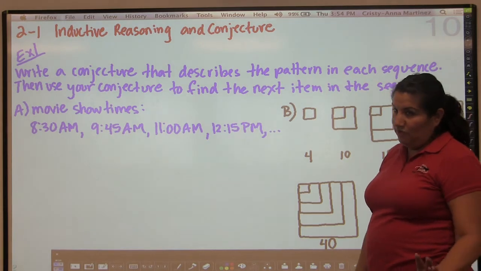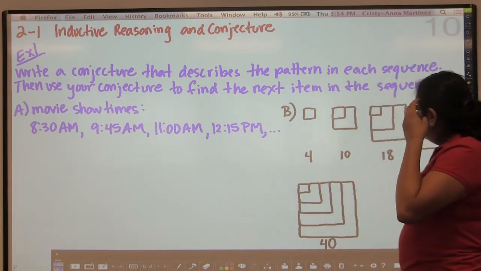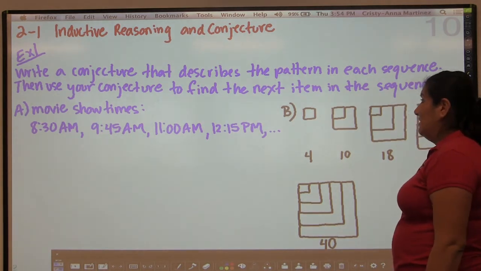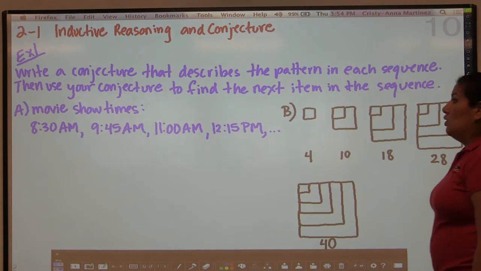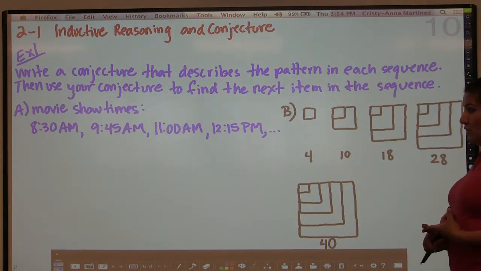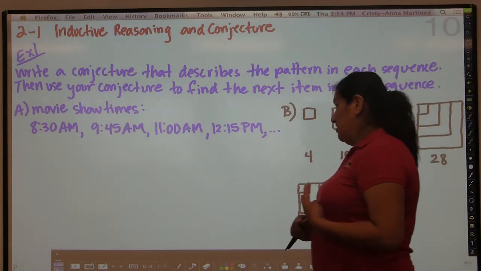So now we're going to apply this whole thing to an example that's more math related. Sorry, we can't stay with boyfriends and girlfriends all day. But here it is, example 1. Write a conjecture that describes the pattern in each sequence. Then use your conjecture to find the next item in the sequence. So our first option here is movie show times. We have show times at 8:30 a.m., the next one's 9:45 a.m., 11 o'clock a.m., and then 12:15 p.m.